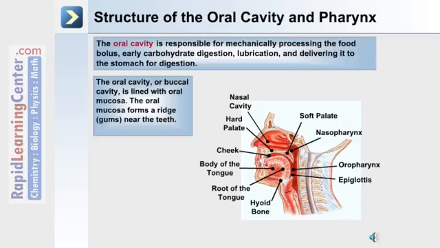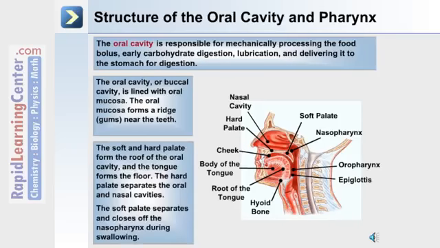The oral cavity is also known as the buccal cavity. It's lined with oral mucosa, and this forms a ridge, which are the gums near the teeth. The soft and hard palate form the roof of the oral cavity. The tongue forms the floor of the oral cavity. The hard palate separates the oral and nasal cavities from each other. The soft palate separates and closes off the nasopharynx region during swallowing.